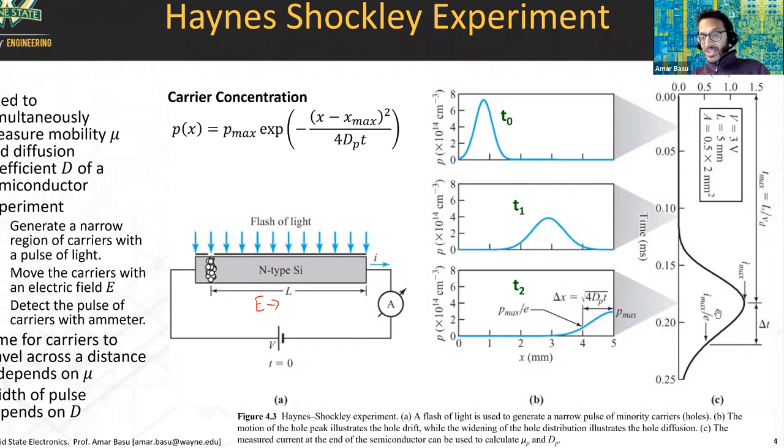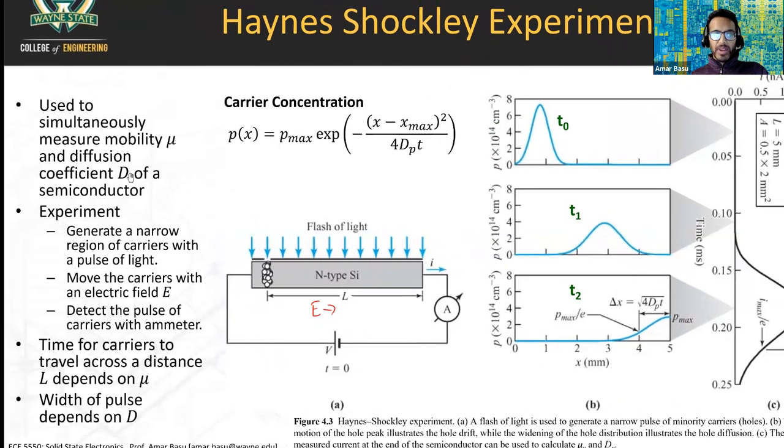With that Gaussian shape, remember that Gaussian shape has a lot of information about the semiconductor, because the width of this Gaussian peak is equal to delta, the square root of 4 times Dp times the time. We're not deriving how we got that here, but you can see that it comes from this equation here. So basically the width of this is going to tell us the diffusion coefficient.